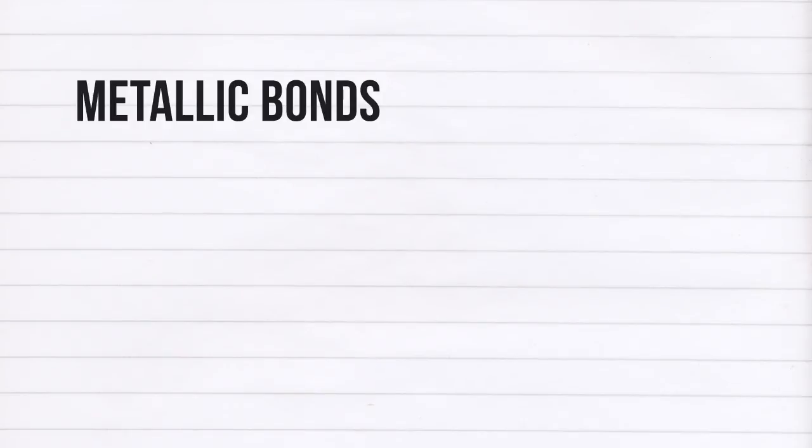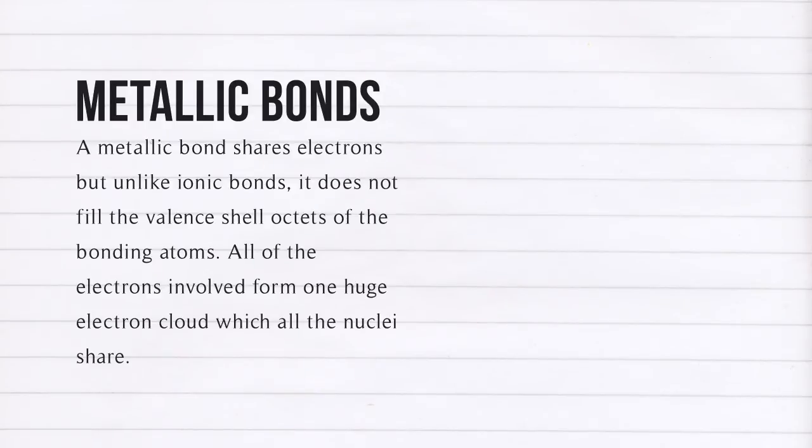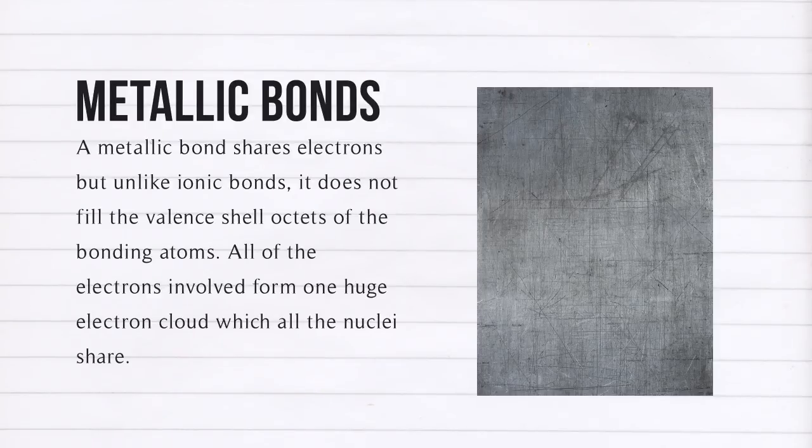My topic is metallic bonds. A metallic bond is a chemical bond in which electrons are shared over many nuclei and electrical conduction occurs. These bonds are associated with most metals in the periodic table.